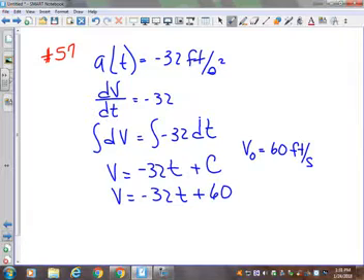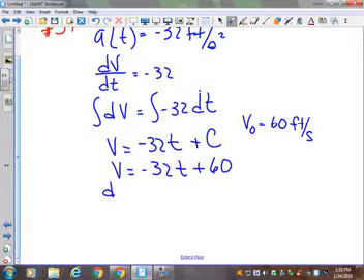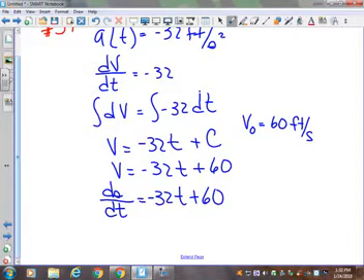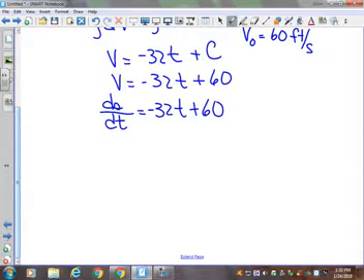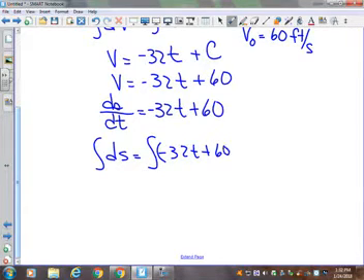Now, that finds velocity, but the question is asking us to find how high it went. Velocity doesn't find out how high it went, it finds out how fast it was going. So we need to integrate again. Now, if you remember, velocity is also ds over dt. It's the derivative of position. So we can change the notation from v to ds over dt, and we can integrate it. So integrate ds and integrate negative 32t plus 60 dt.